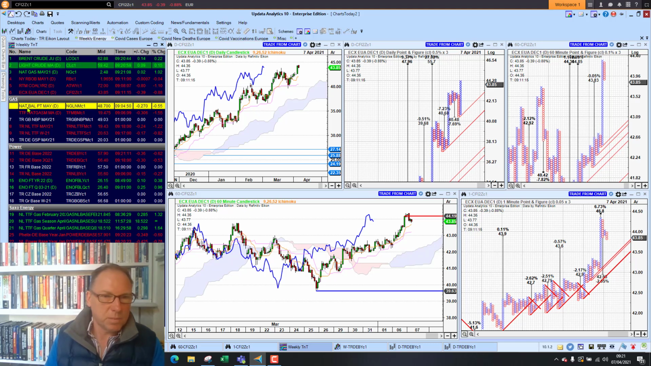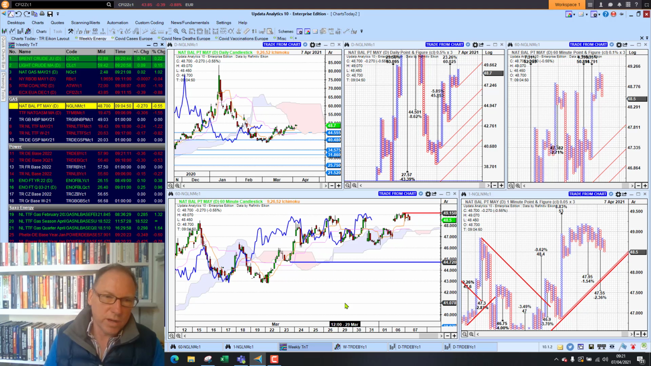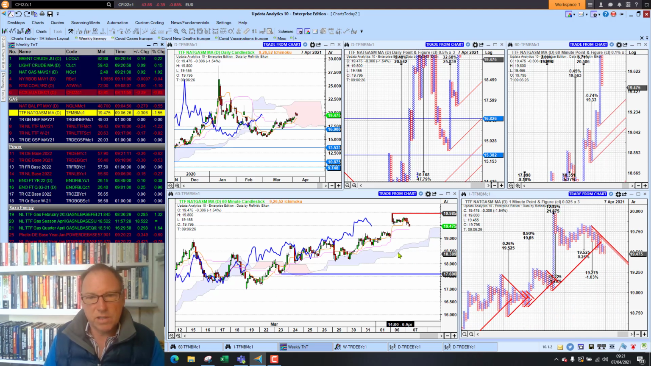And if we look at gas prices, we're seeing a fall off now. Cold weather started gas prices off well yesterday, but we are just seeing now gas prices coming back. TTF down 1.5%. Just this 19 level, holding that is pretty key. That has been resistance for some time.